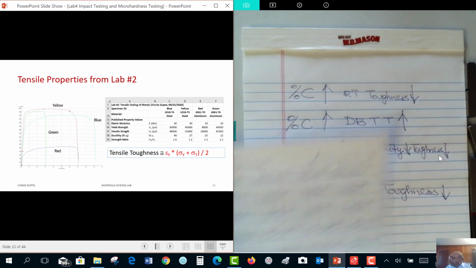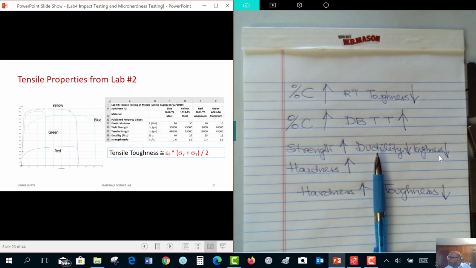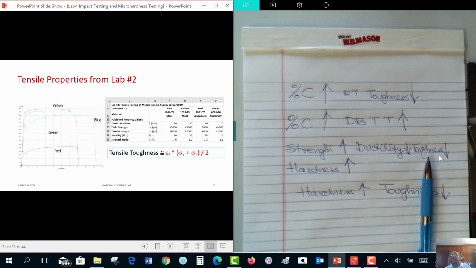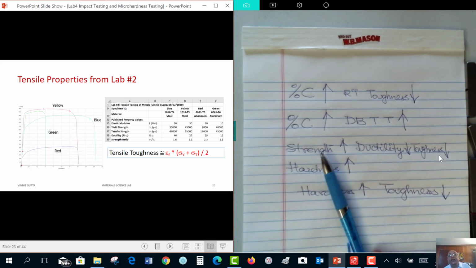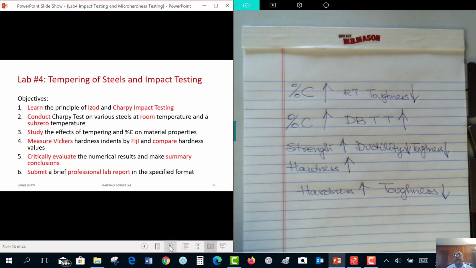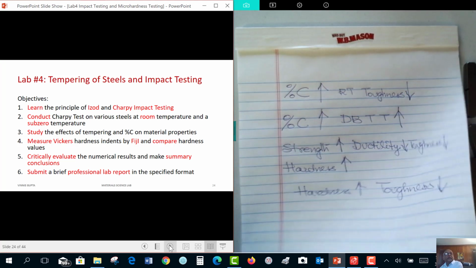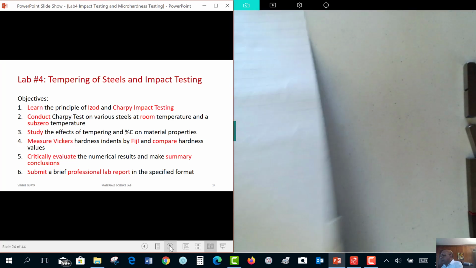So when I said strength increases, ductility decreases, usually the toughness decreases, but not necessarily so. It depends on the mechanism by which we have increased the strength. Okay, again, I want to repeat. These are our objectives.